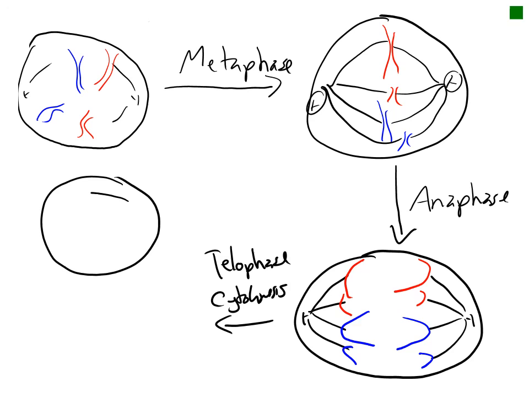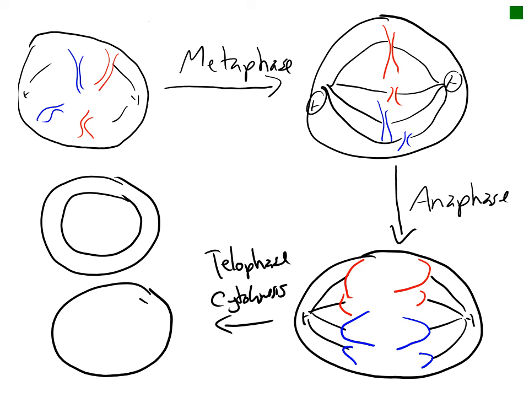In telophase, the nucleus reforms, and in cytokinesis, we've now separated the cytoplasm from each other. Each one of our daughter cells will now contain the individual chromosomes that were separated during anaphase. These 2 daughter cells are genetically identical to the original. Both contain 4 chromosomes, 2 red and 2 blue.